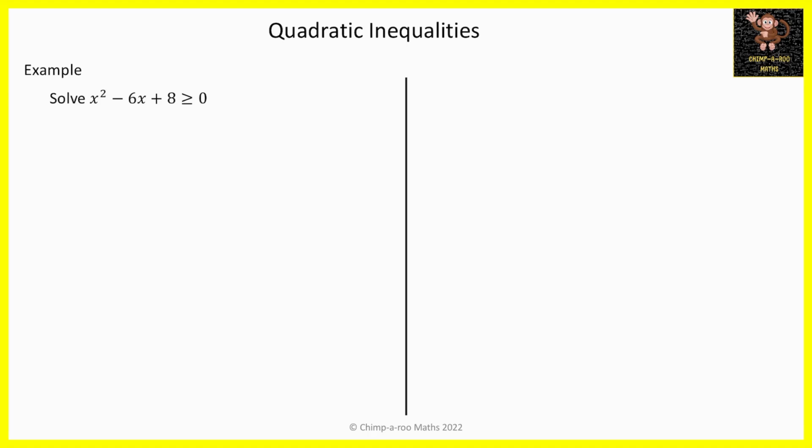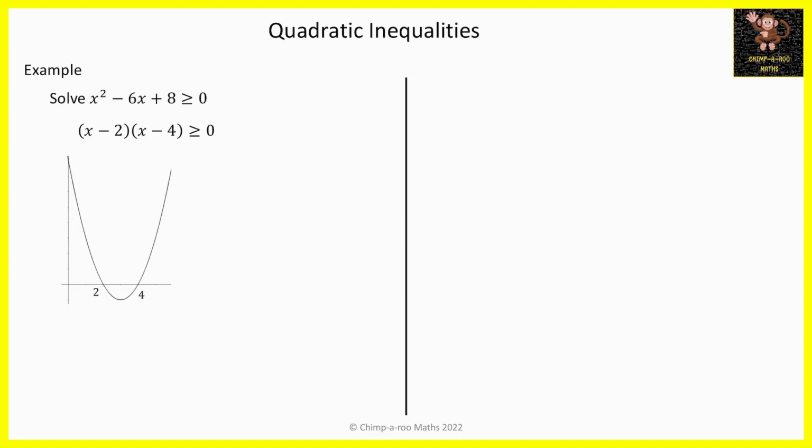Let's solve x squared minus 6x plus 8 is greater than or equal to 0. First step, let's factorise it. So we have (x minus 2)(x minus 4) greater than or equal to 0. Then we sketch it. The key points are 2 and 4.